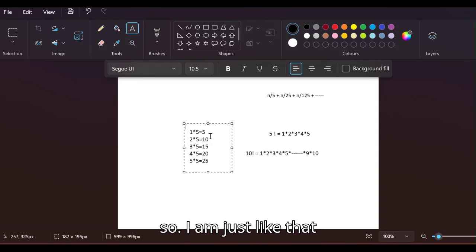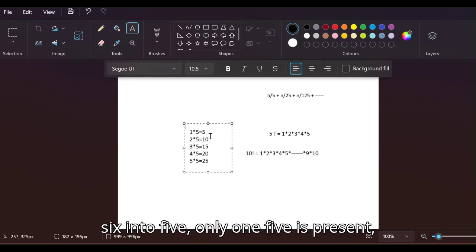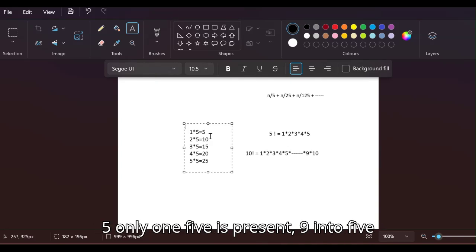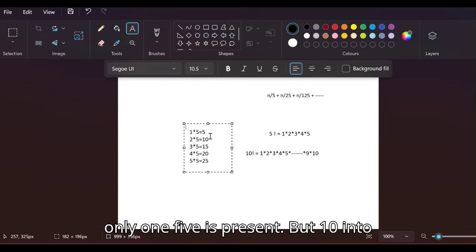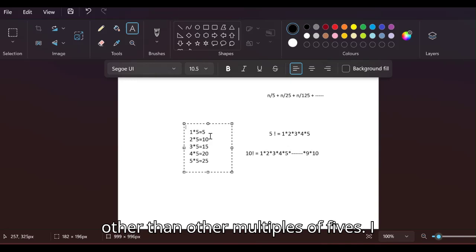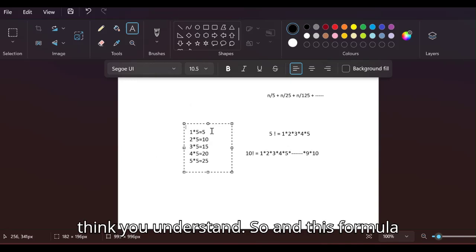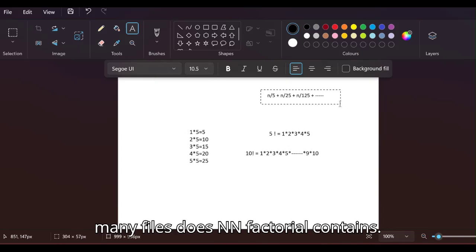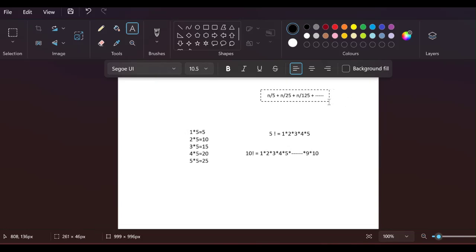So just like that, 6 into 5, only one 5 is present. 7 into 5, only one 5 is present. 8 into 5, only one 5. 9 into 5, only one 5. But 10 into 5, we got two fives, like 5 twos are 10, into 5. So two fives are present. So every multiple of 25 has two fives, other than the other multiples of five. I think you understand. And this formula helps to find how many fives n factorial contains.